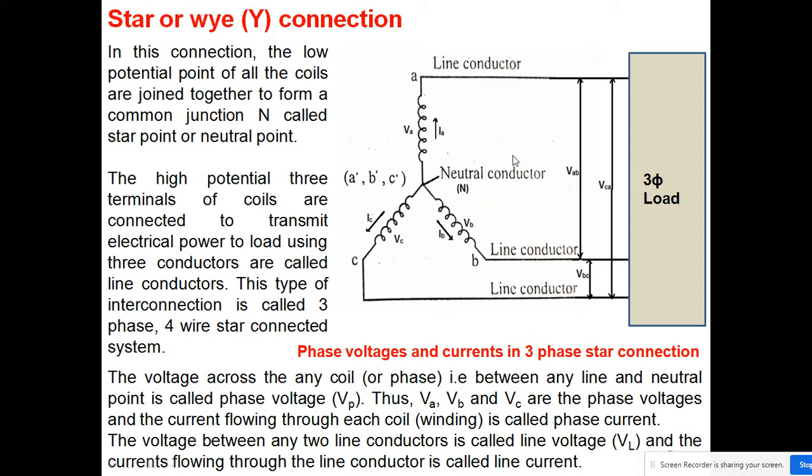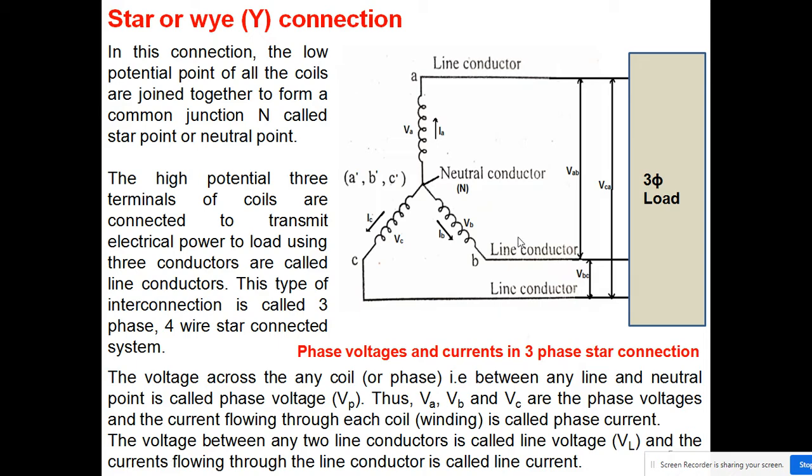Now, the voltage between two lines, it means between line A and line B, is known as the line voltage. If I'm talking about A and C, that is represented by VCA, and the voltage between line B and C is VBC. So all three, VAB, VCA, and VBC, are called the line voltage.